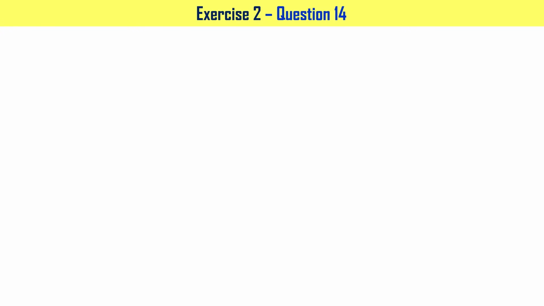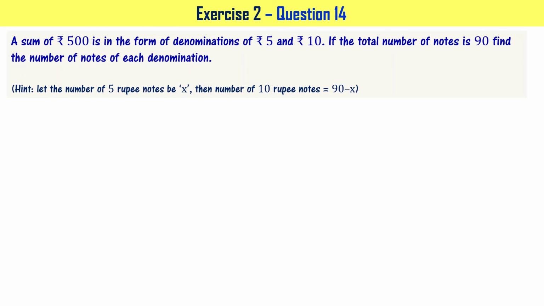Question number 14. A sum of 500 rupees is in the form of denominations 5 rupees and 10 rupees. If total number of notes is 90, then find the number of notes of each denomination. You have 500 rupees in the form of 5 rupees and 10 rupees notes, right? And when you count the number of notes you're getting is total 90 notes. You don't, let's say, know how many notes are of 5 rupees and how many notes are of 10 rupees. That's what we are asked to find.